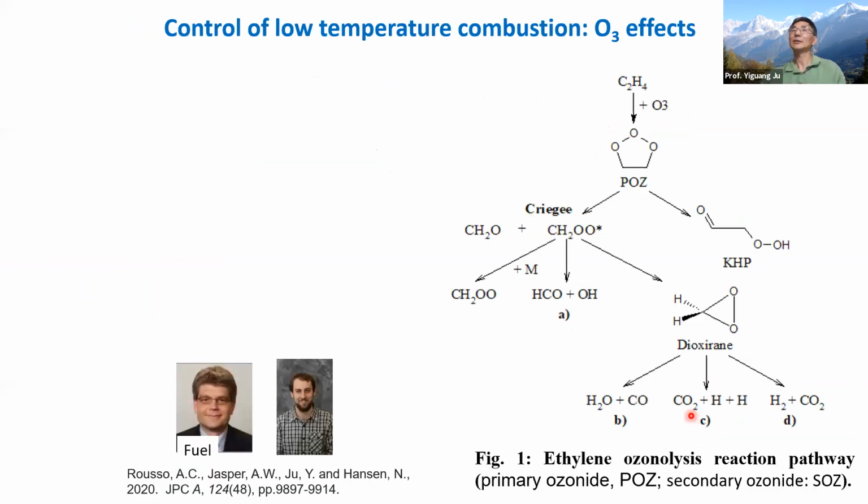So then what is the chemistry? We collaborated with Niels Hansen at Sandia to look at the chemistry of ozone reaction with ethylene. When you have ozone with ethylene, the ozone will directly insert into the ethylene C=C bond, and you can see it form this kind of primary ozonide. This primary ozonide can be formed at room temperature.